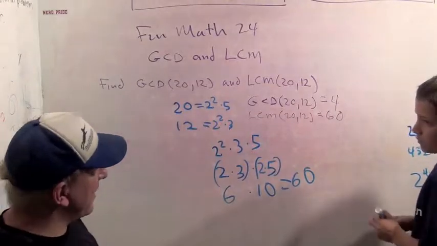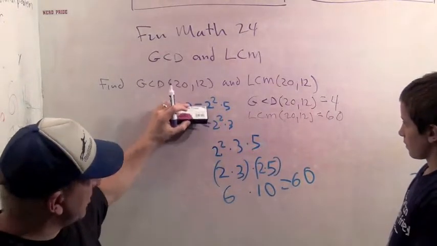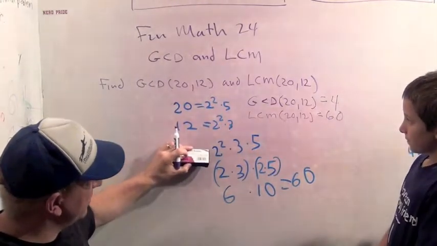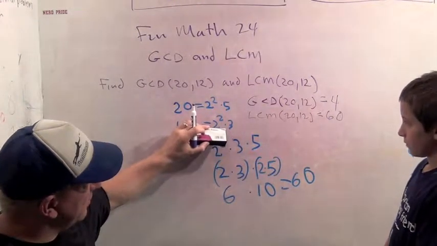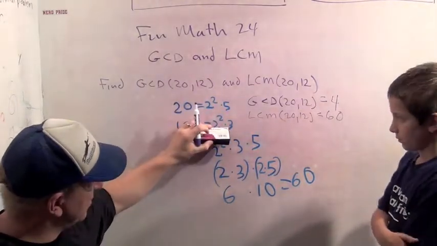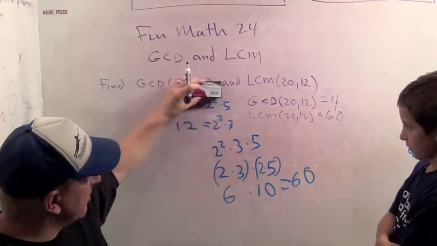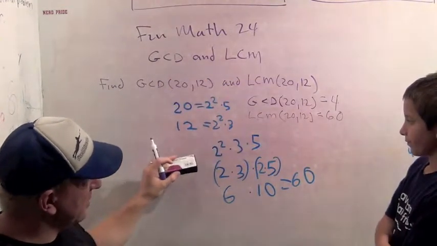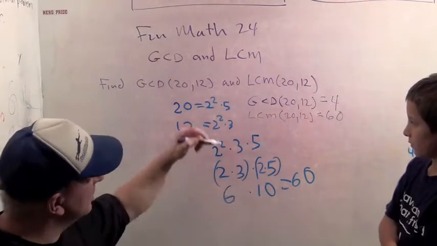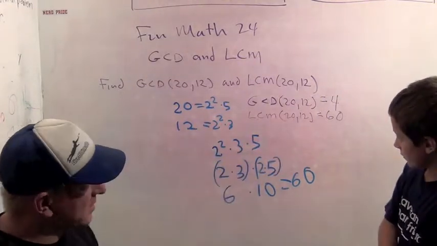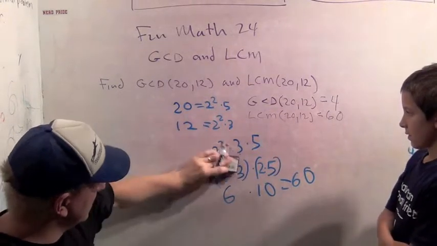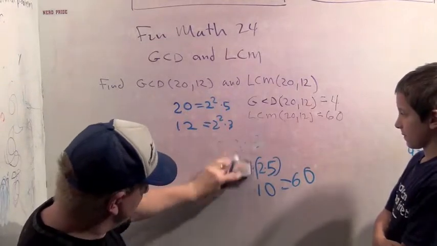And the way you find that is by taking the largest prime and power in both. So both have a 2 squared. The largest power of 3 in either one is 3 to the first power. The largest power of 5 in either one is 5 to the first power. So the least common multiple is 2 squared times 3 times 5, which is 60. Now let's just go back and check. Does 20 go into 60? Yes, 20 times 3 is 60. Does 12 go into 60? Yes, 12 times 5 is 60.